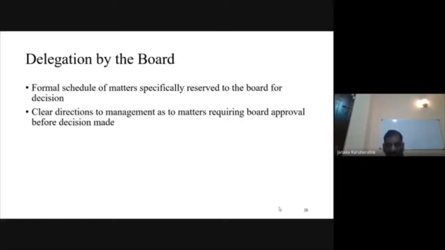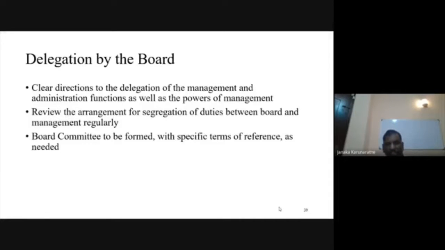So there must be a clear differentiation between what needs to come to the board and what matters require board approvals, and what things are to be addressed at the institution level by the CEO and the other executive directors. So clear direction on the delegation of the management and administration function as well as the powers of the management. Okay, so the board gives directions, giving responsibilities clearly: what they are supposed to do, and what the management is supposed to do in terms of certain decision making and administrative functions, as well as the powers of the management.